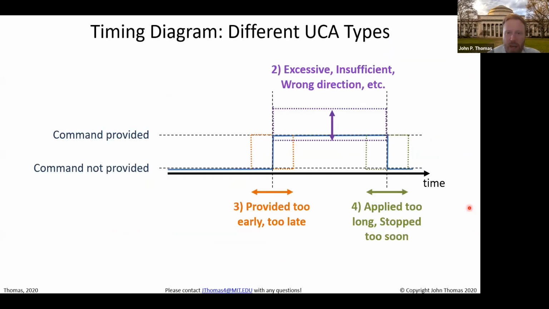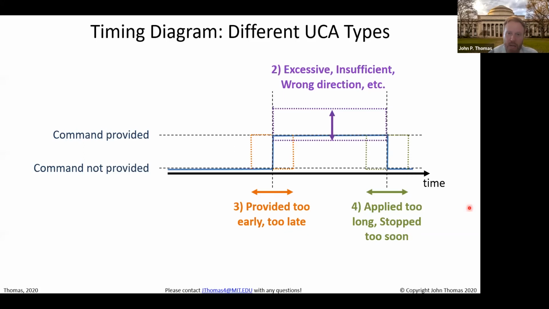Let's move on. I didn't even have to show you this slide. Some folks like to work with timing diagrams. This is one way to see the differences between the different columns in a UCA table. That second column, providing the UCA, there are different ways that providing could get us into trouble. Some of them may be excessive, insufficient, wrong direction. But column 3 is adjusting something else about the control action. If it's adjusting the rising edge, providing it too early or too late. In commands that have a duration, it's also reasonable to talk about a falling edge or how long the thing was asserted for. That's column 4. In case there was any confusion there, that may help to clear it up. It's another way to think about it.